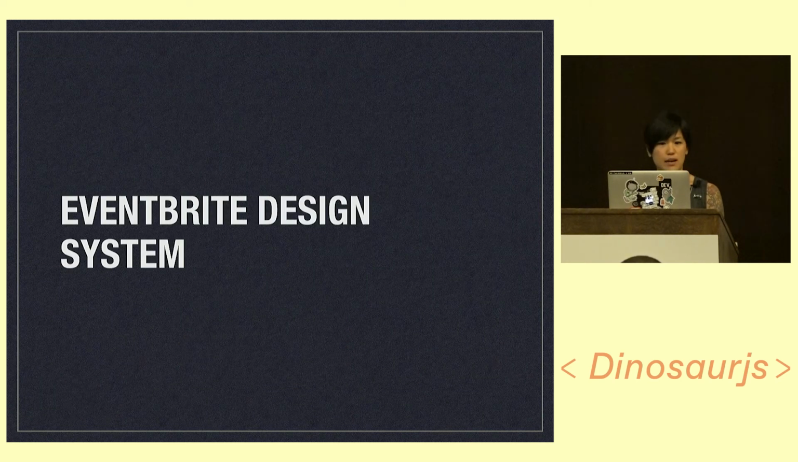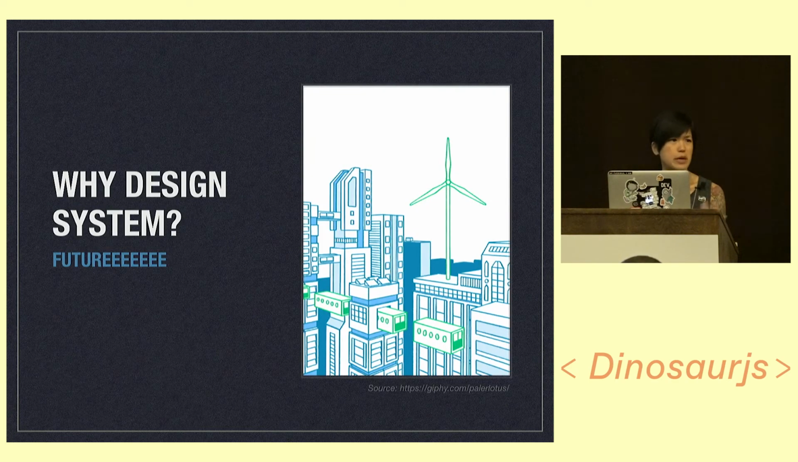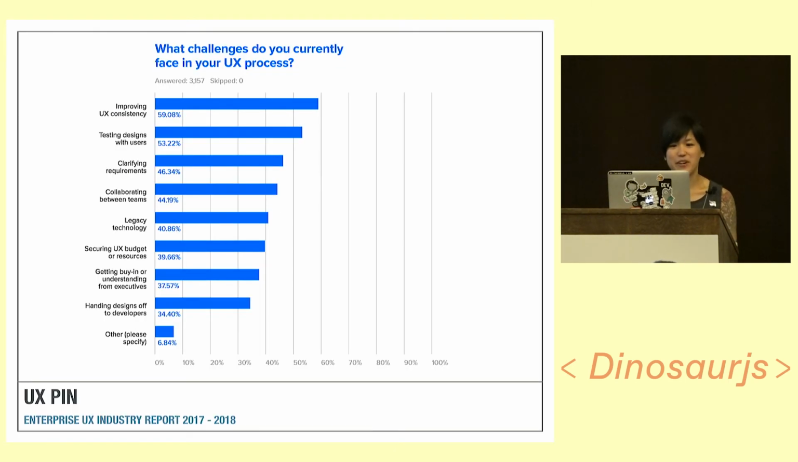So moving on, Eventbrite's design system. So why did we want to create a design system? Because we wanted to be part of the future. Yeah. So also going back to the survey, we wanted to resolve some of these challenges as well. The first of which was improving UX consistency, and then also collaboration between teams. And then lastly, kind of moving on from a legacy technology that we had.